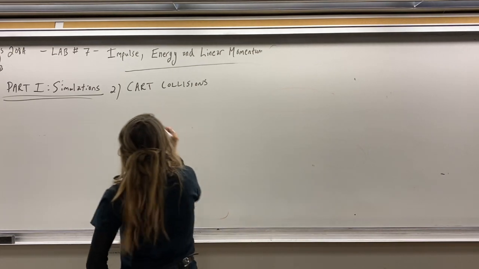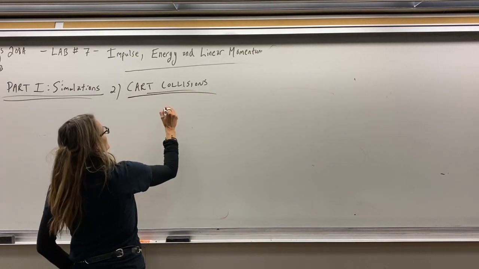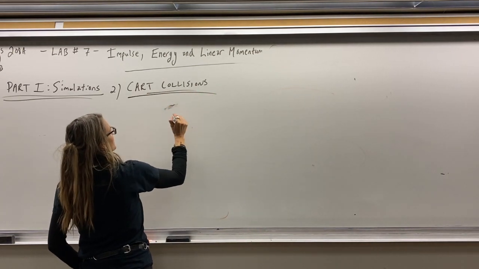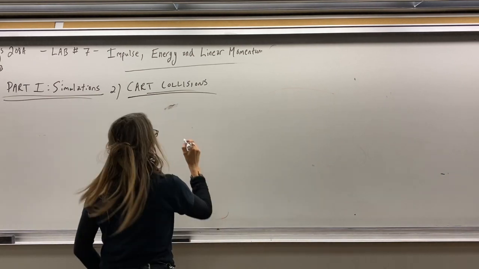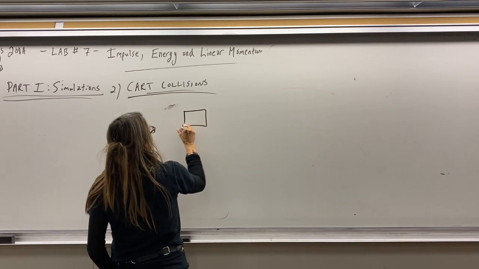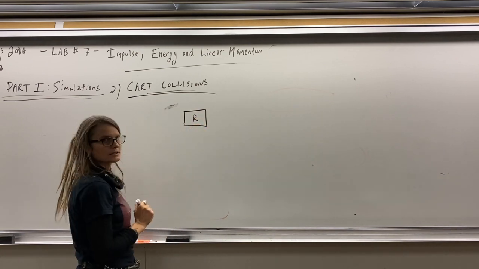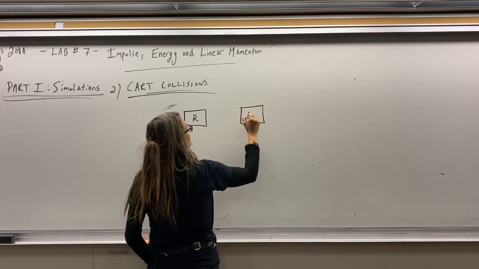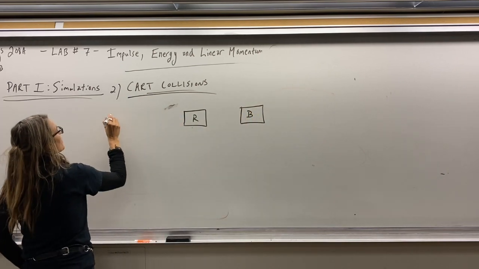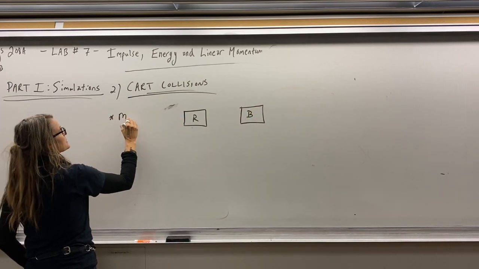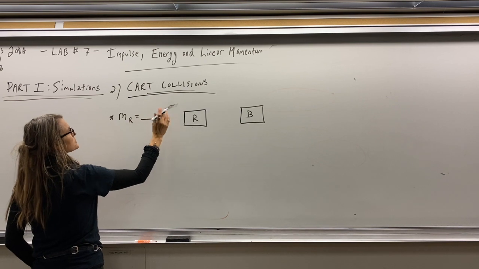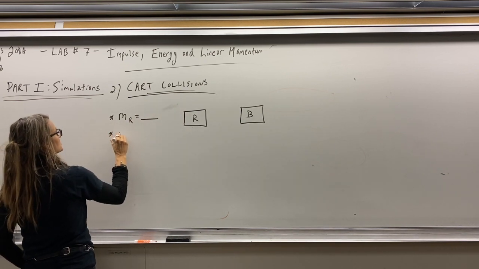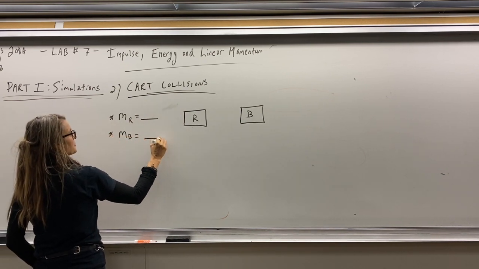So what we want to do is we're going to have a blue cart and a red cart. So I'm going to mark this as, here we have a red cart notated by R, and here we have a blue cart. Okay. And what we want to know and play around with is the mass of the red cart equals so-and-so. The mass of the blue cart equals so-and-so.